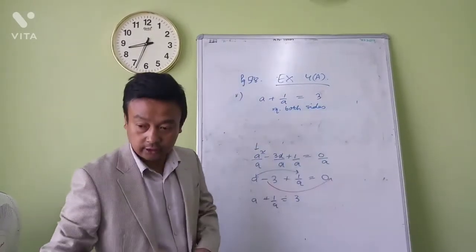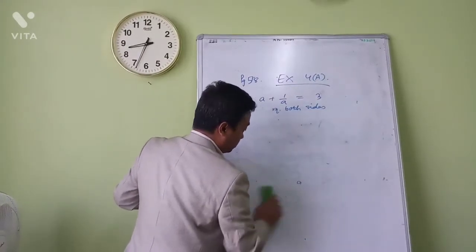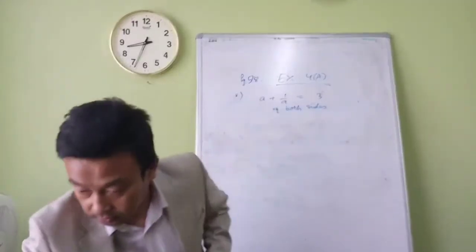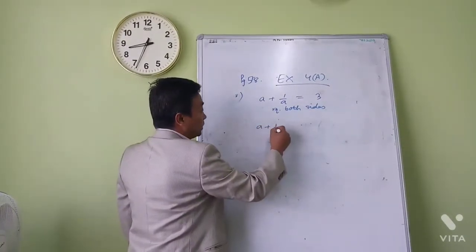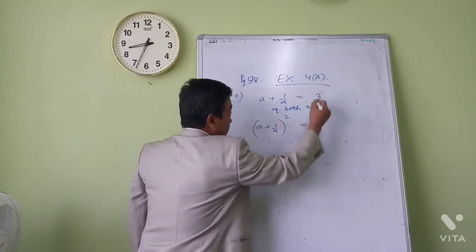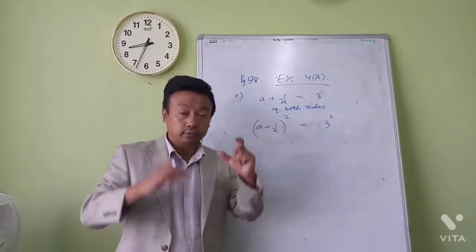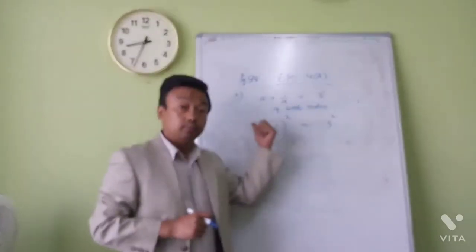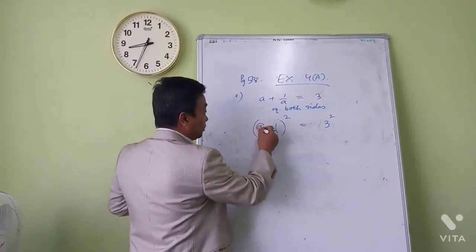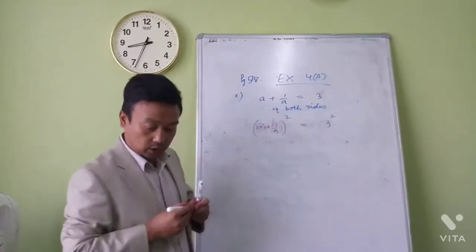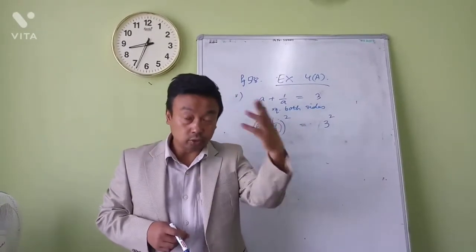So when you square both the sides, let us take a plus 1 by a, put it in the bracket and square it. Then on the side of 3, you also have to square it. So now it is quite simple. Here you have to apply the formula, that is a plus b the whole square. Last time you learned the formula a plus b whole square. a is a only here and b is 1 by a. So what is the formula of a plus b the whole square? You should know this by heart. a square plus b square plus 2ab.